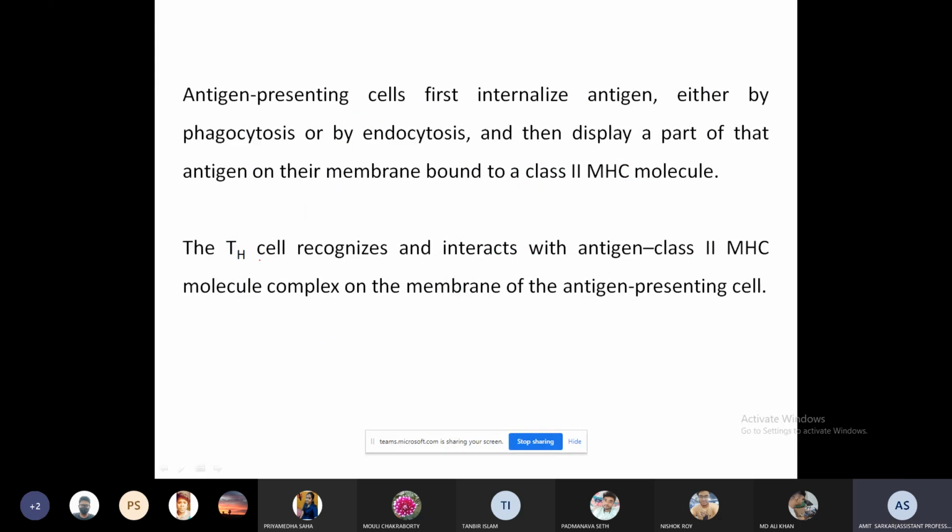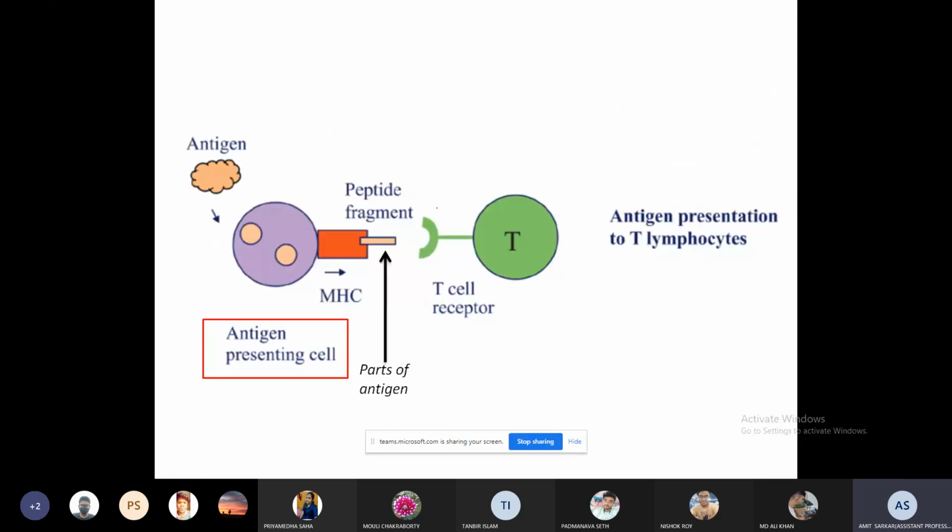T helper cell recognizes and interacts with the antigen class 2 MHC molecule complex on the membrane of the antigen presenting cell. Now imagine this is our class 2 MHC molecule and this is our antigen. These two are forming a complex. T helper cell is going to recognize this class 2 MHC molecule plus antigen complex.